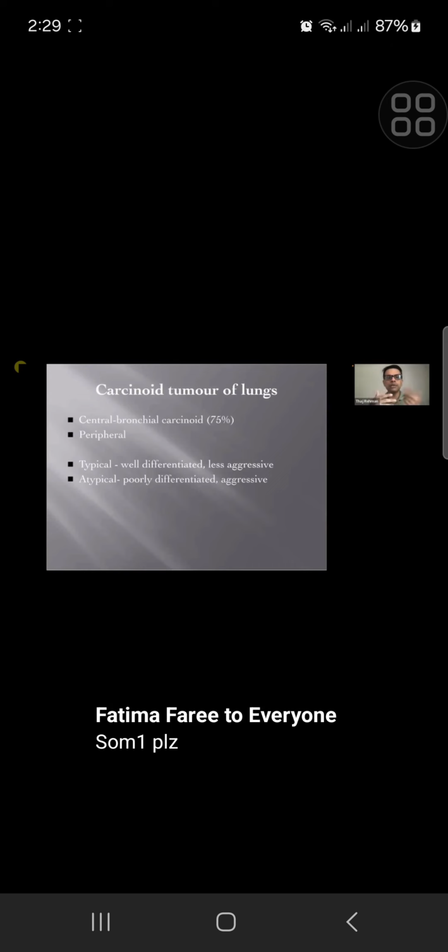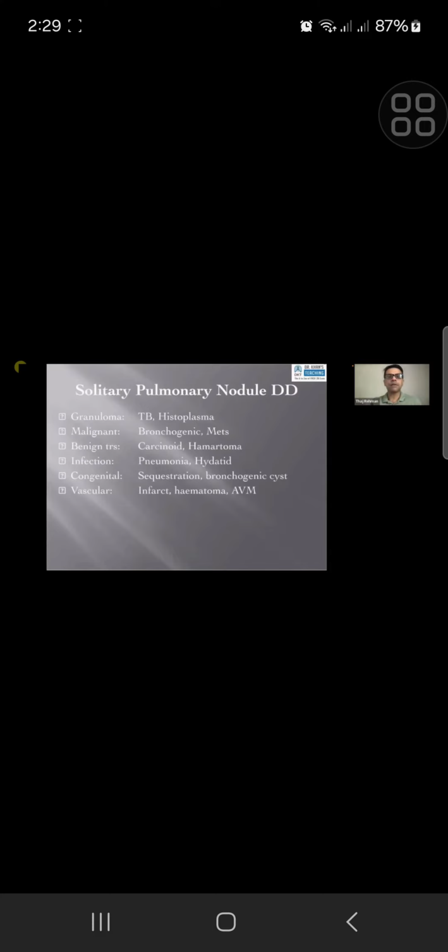There are two histological types: typical carcinoid, which is well differentiated and less aggressive, and atypical, which is poorly differentiated and aggressive. These are just broad differentials, but in an exam setting, I would look at other features rather than just enumerating. If you are given a solitary pulmonary nodule, rather than enumerating the list of differentials, look at other features in the chest to give you a clue to arrive at a diagnosis.